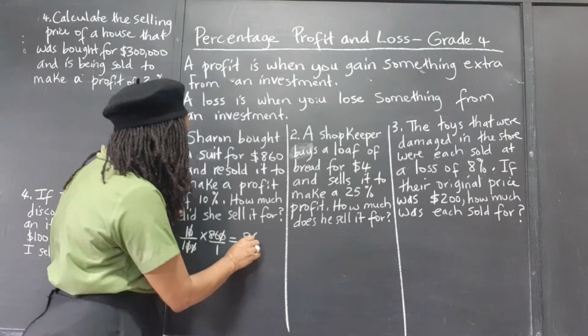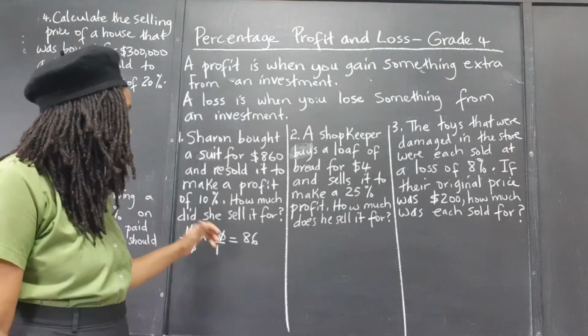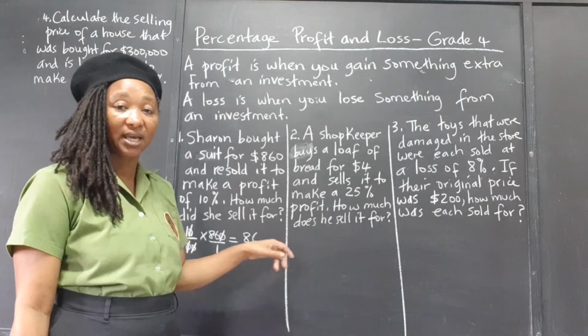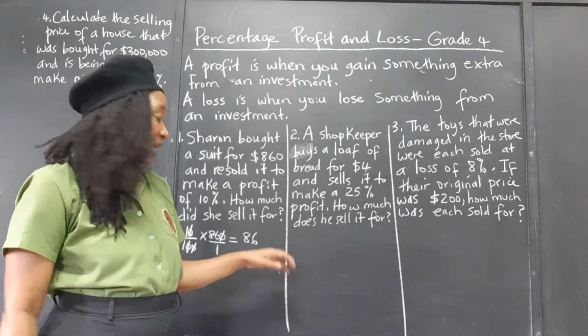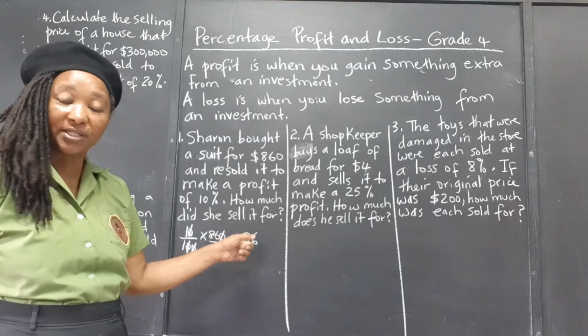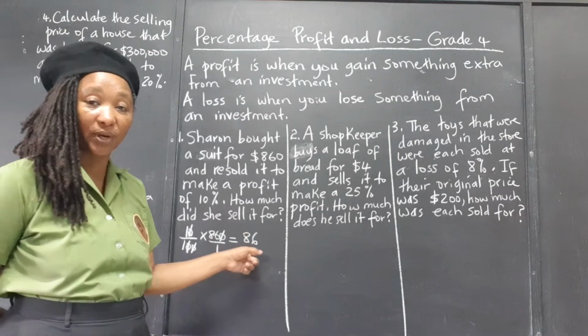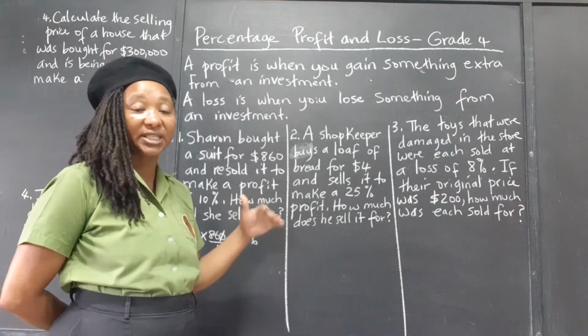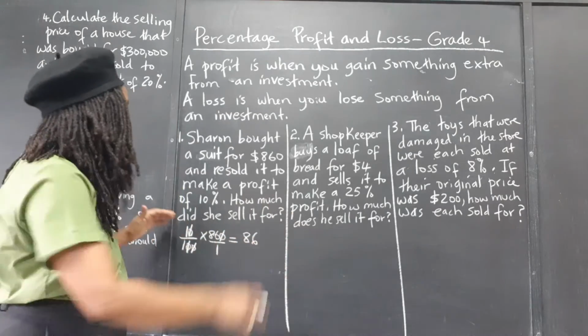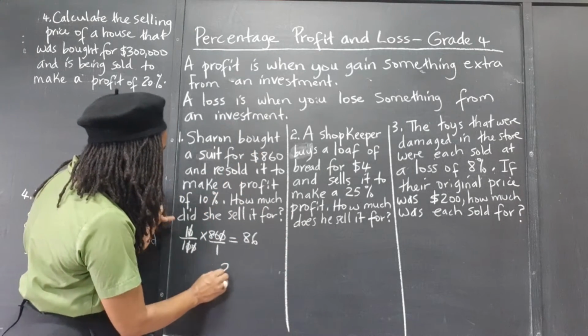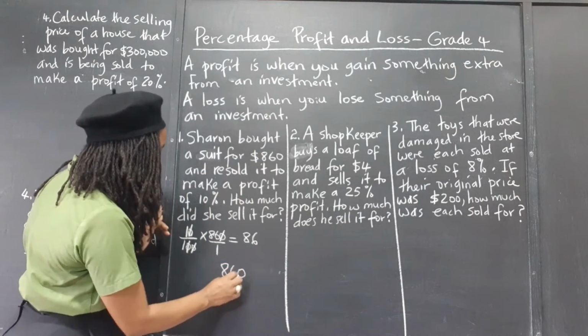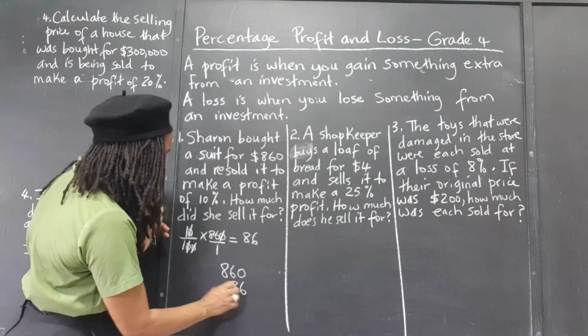So what this says is 10% of $860 is $86. This is the profit that she's going to make. This is the extra money she's going to make. How much should she sell the suit for? She has to sell it for what she bought it for, plus the extra that she wants to make, the profit.